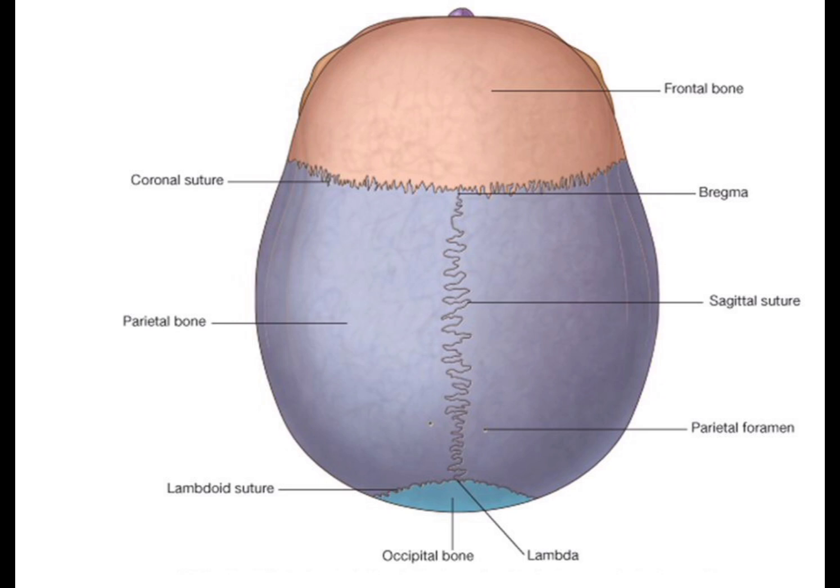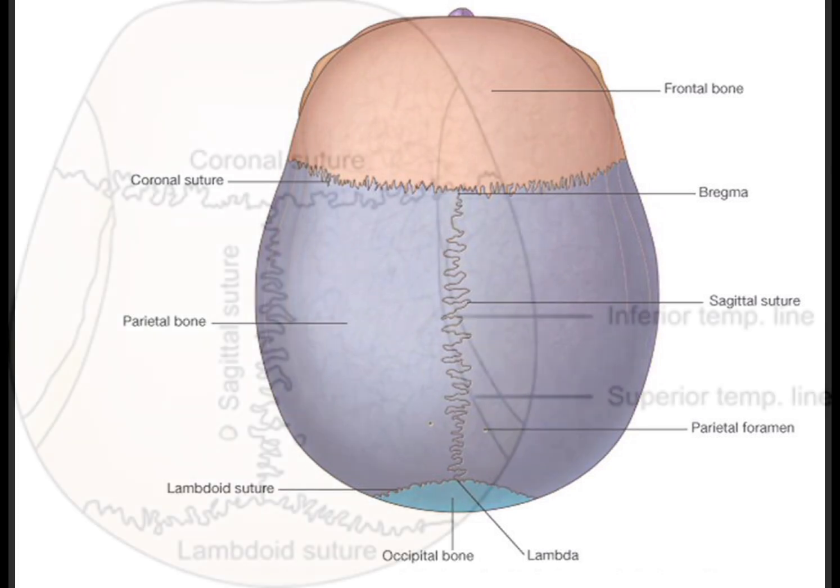In the diagram you can see the point named bregma, a bony landmark on the skull where the frontal bone and the left and right parietal bone meet, and another point known as lambda, a bony landmark on the skull where the sagittal and the lambdoid suture meet. Another one is the parietal foramen, present in the parietal bone. So let's go to the next slide.